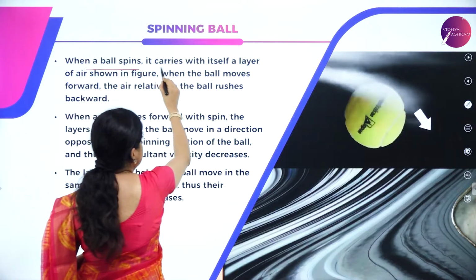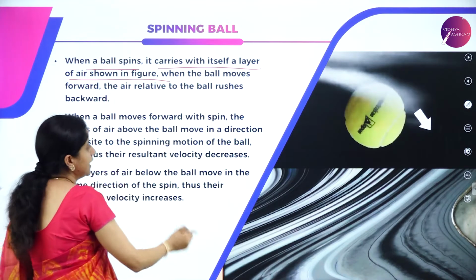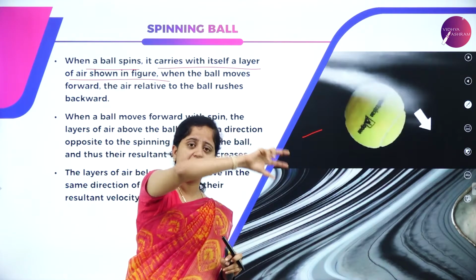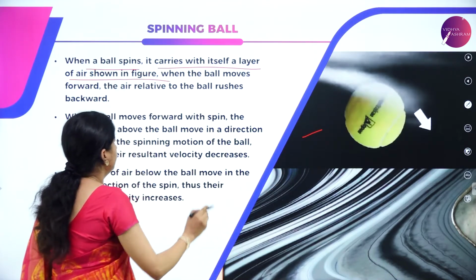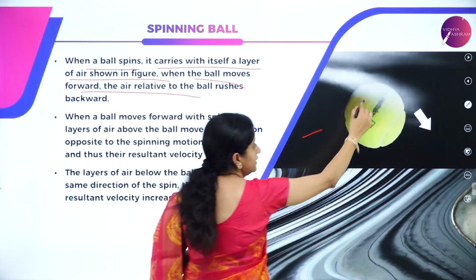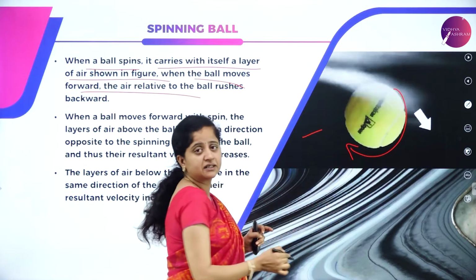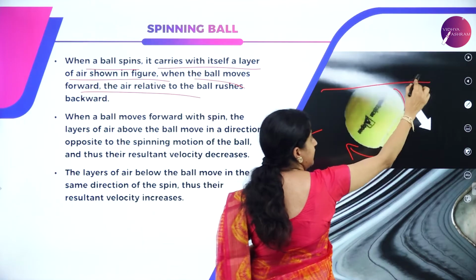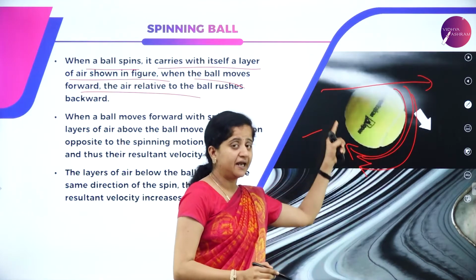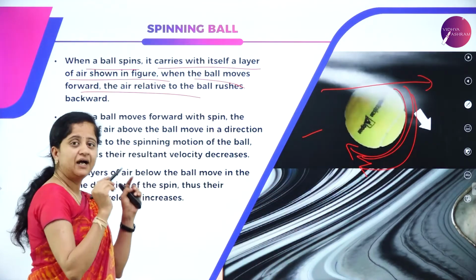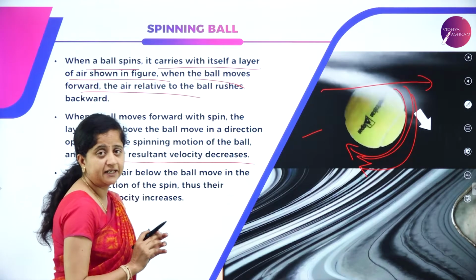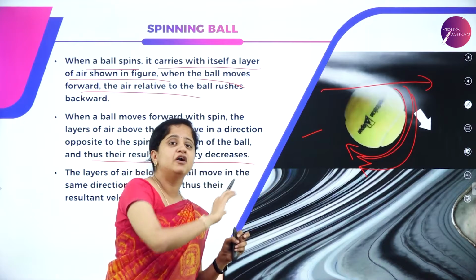When a ball spins, it carries with itself a layer of air as shown in the figure. While it is spinning, it carries the layer of air along with it. When the ball moves forward, the air relative to the ball rushes in the opposite direction. Thus there is a decrease in the relative velocity, and hence the velocity of the ball decreases.